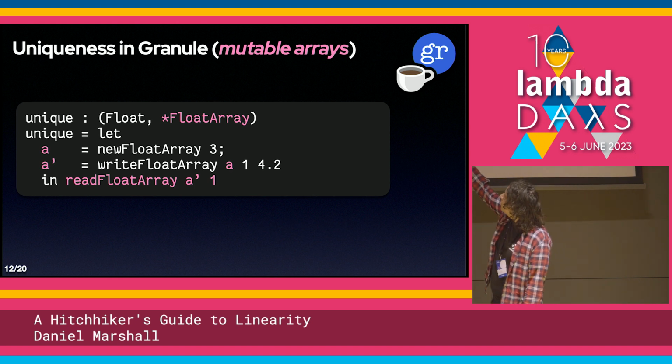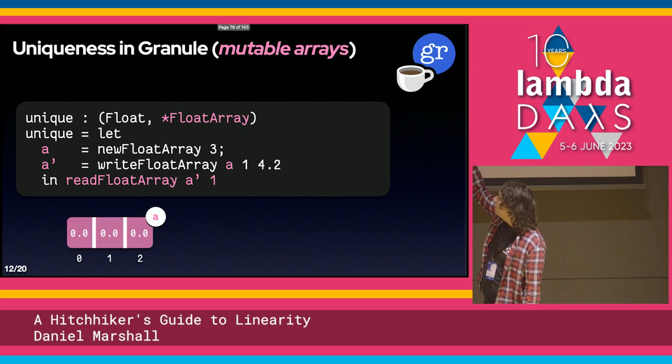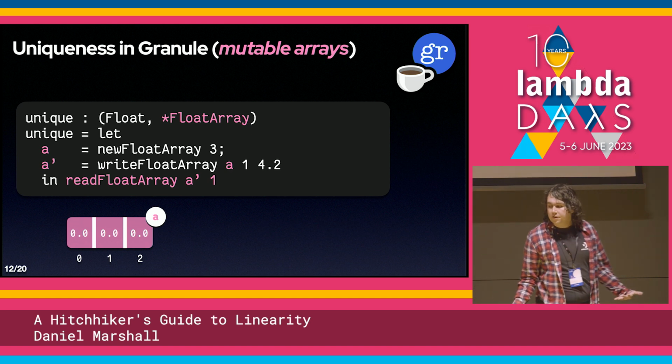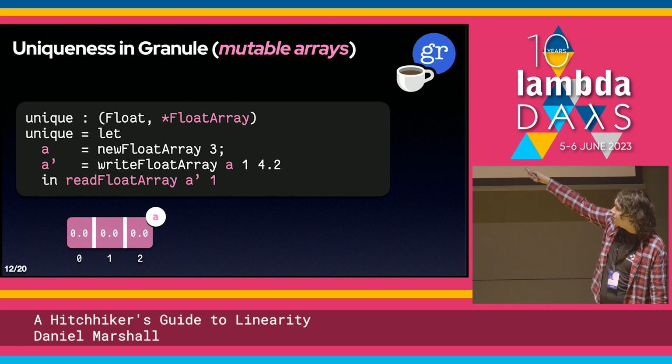On the first line, we're creating a new array of size 3. So here's an illustration of how that looks. We end up with this new array in memory. It has 3 cells indexed by 0, 1, and 2, and we initialize them all with the float 0.0. And we have a reference to that, which is called A.